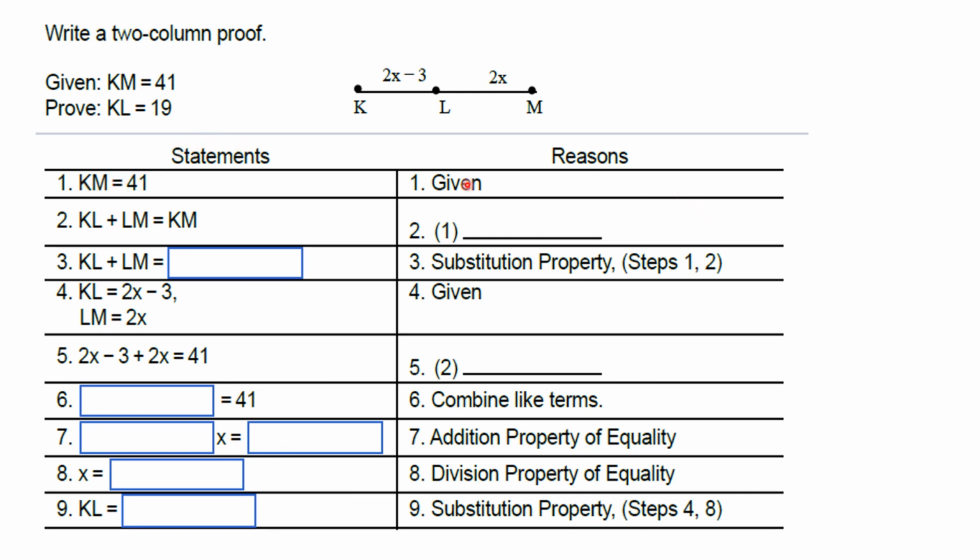KM is equal to 41. That was given to you. All right, so line 2, KL plus LM is KM. Well, that was the segment addition postulate. It said that if you break up a line segment into 2 chunks, then those 2 chunks need to add up to that big line segment.